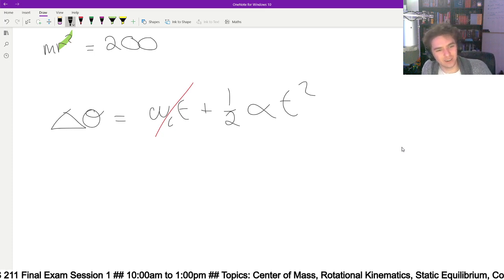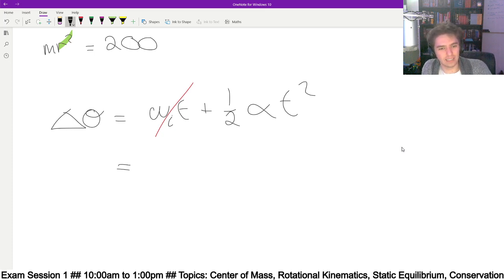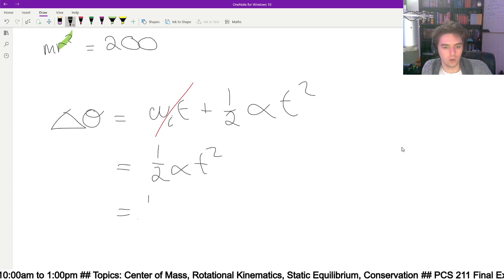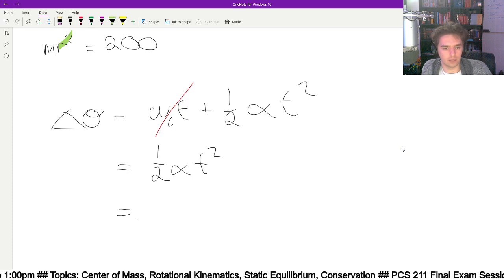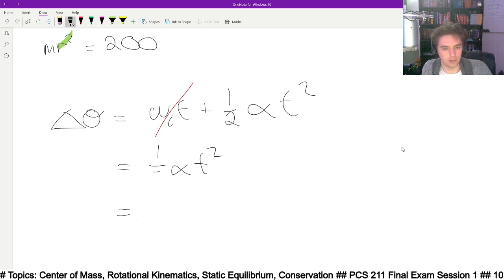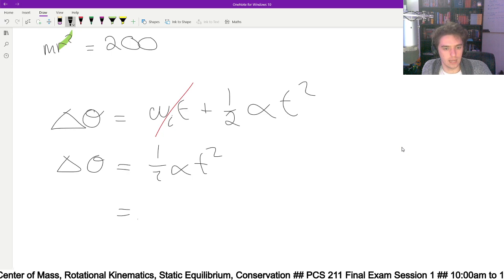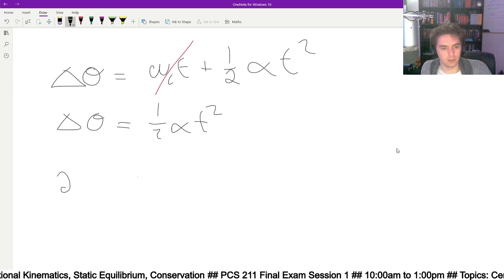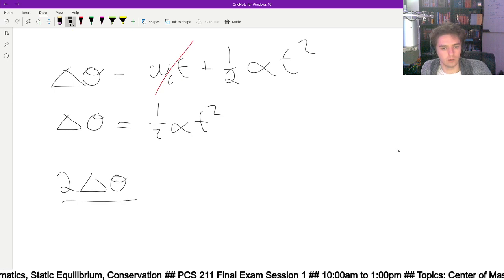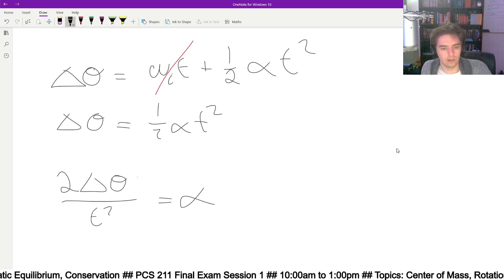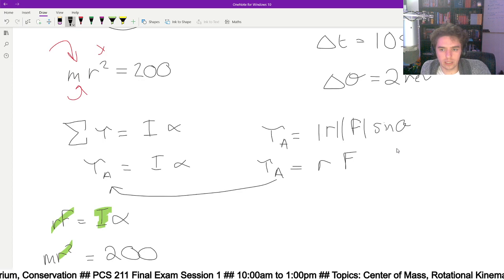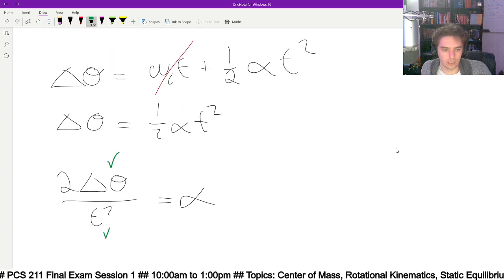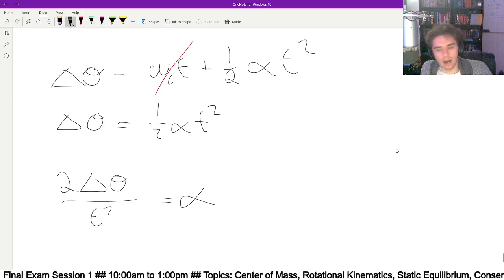Okay, I'm here. So, yeah, omega I t is 0, so then we just have 1/2 alpha t squared. Never mind, I thought I had all the information here. So this still has delta t. And I'm just going to rearrange this for alpha, right? So it's going to be 2 delta theta over t squared equals alpha. So we know everything here now. We know delta theta. We know t. That's all we need to know.